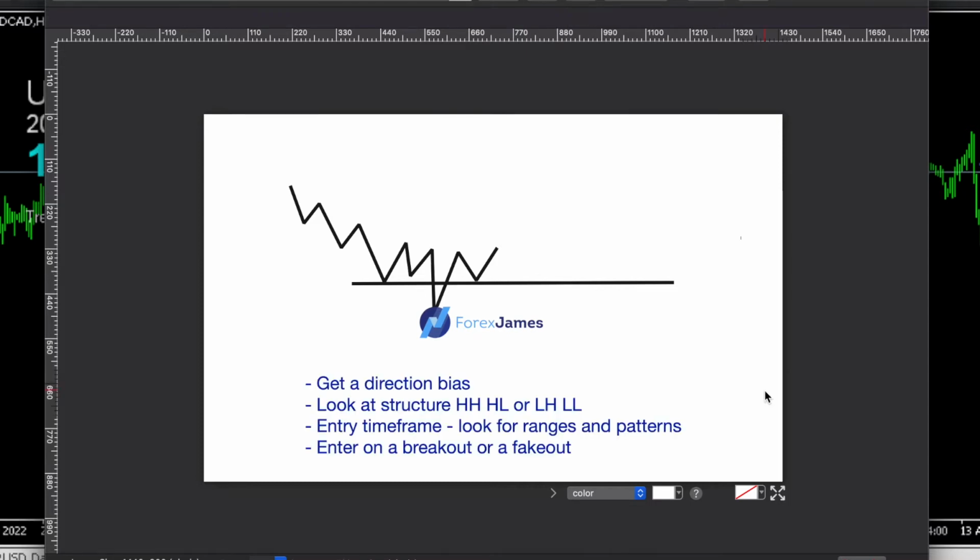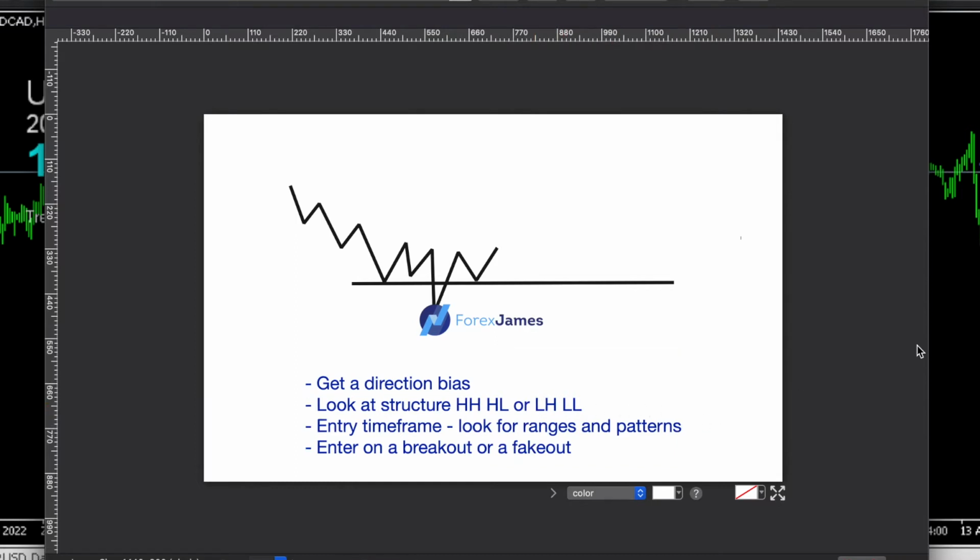So in a nutshell, I'm a price action trader. I always start with getting a directional bias of the bigger picture. Okay, if the daily tells me it's gonna go down, I would most likely look for sells. Then I would go slightly further to the H4 and look for a structure like a higher high, a higher low, or a lower high and a lower low.